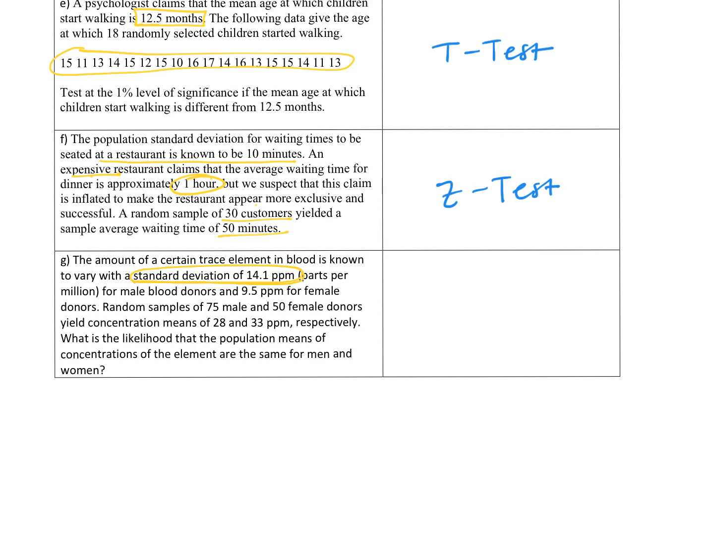This is population data, okay? That's for males and 9.5 for females. So I do know sigma. I have 2 random samples that are of different sizes, okay? So numeric data, we know sigma for both, and I have 2 sample sizes, so this has to be a 2 sample Z test.